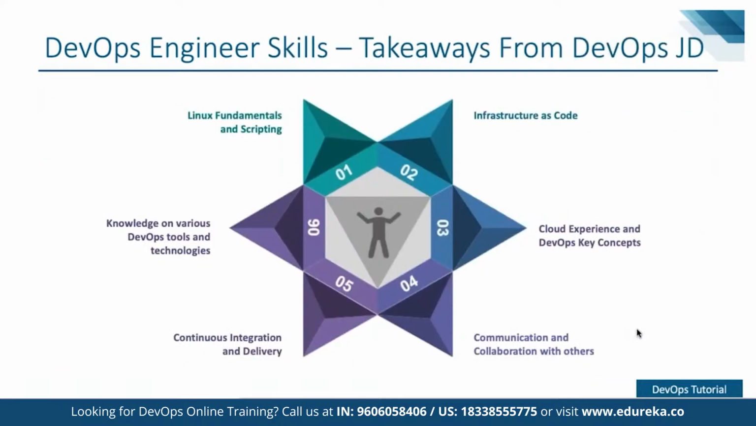So guys, see another job description. What are they looking for? They're looking for infrastructure as code. That means they're looking for people who know Ansible. They're looking for an understanding of Linux, people who know CI/CD, people with cloud experience. So these are the typical skill sets people are looking for in the market when hiring someone with a DevOps skill set.